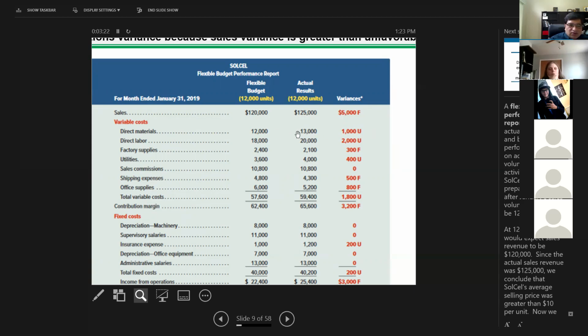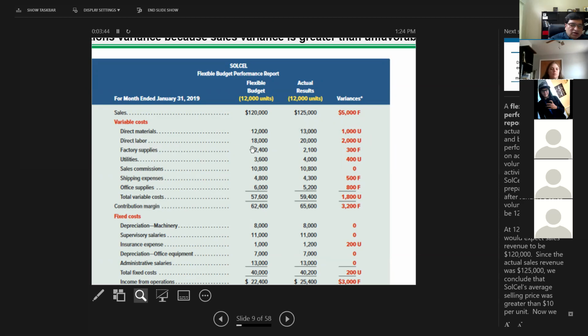So flexible compared to the actual, then what we have done further is that for direct materials, this variance of 1,000 might be due to price or due to the quantity used. It could be due to two different reasons. So we segregate those variances for that reason.